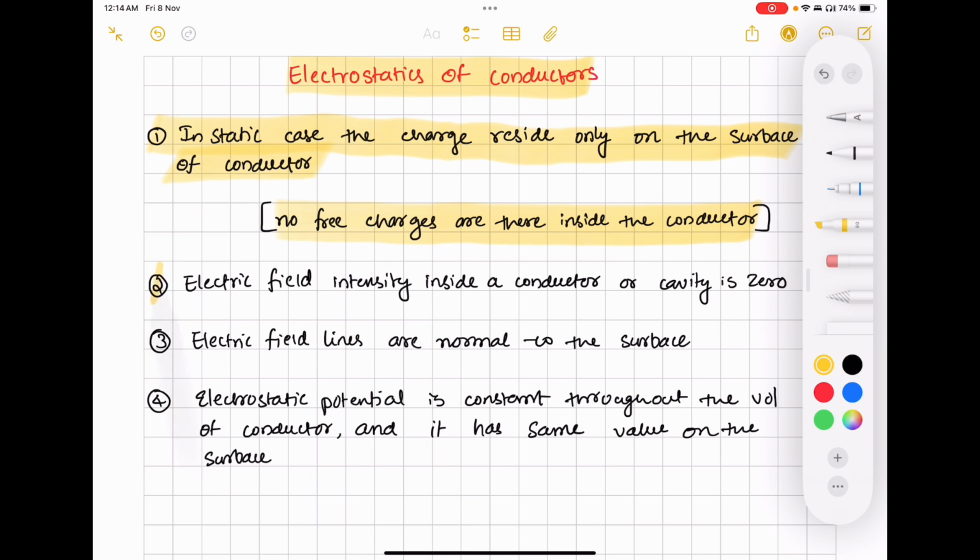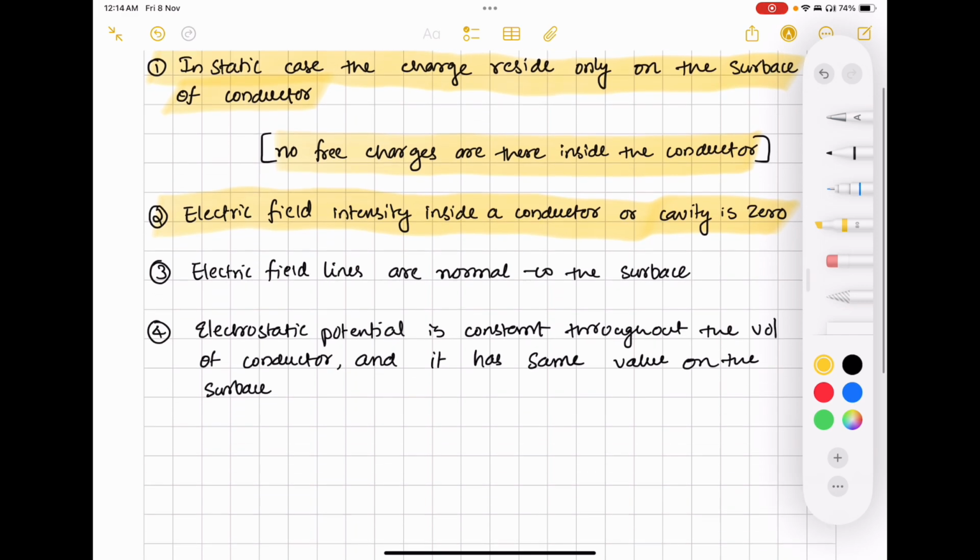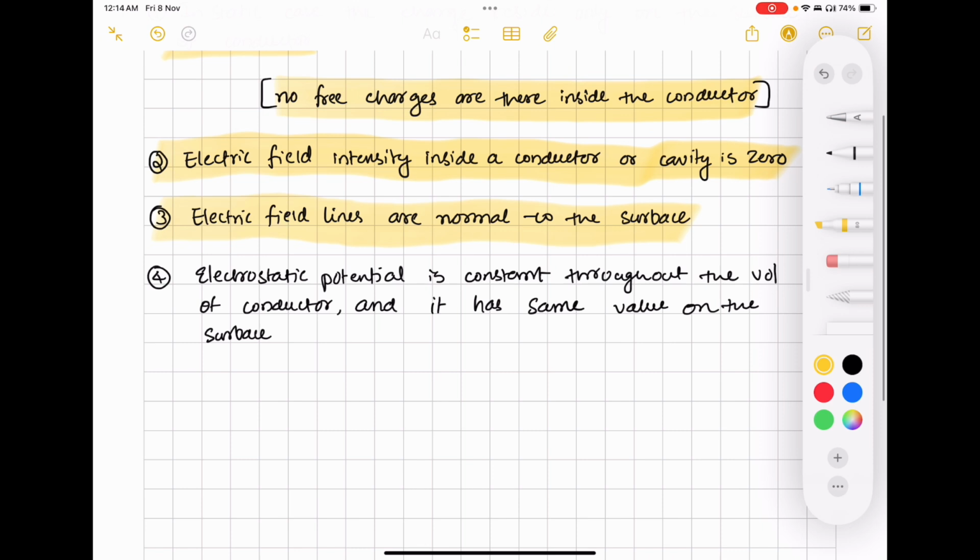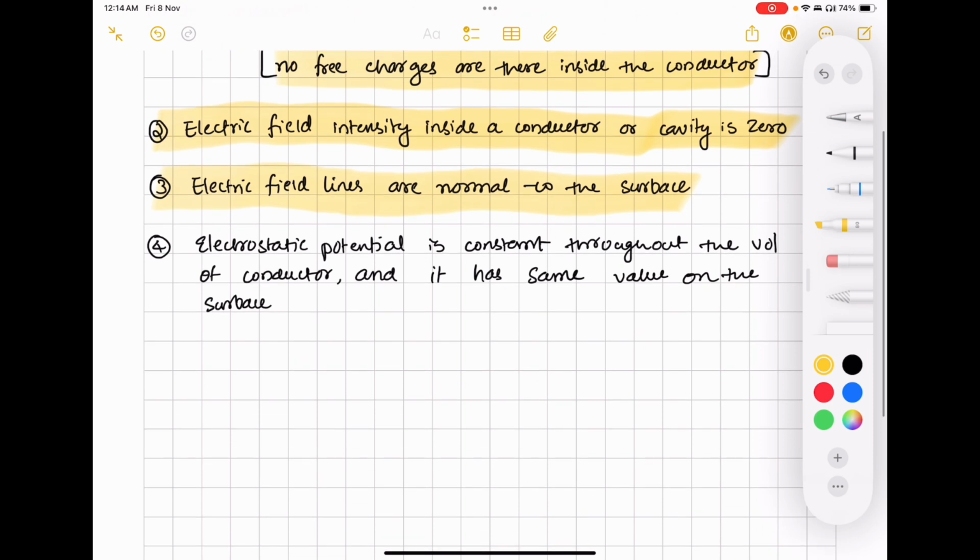The second point: the electric field intensity inside a conductor or cavity is zero. And the third property is that electric field lines are normal to the surface. Electric field lines are always normal to the surface of the conductor.